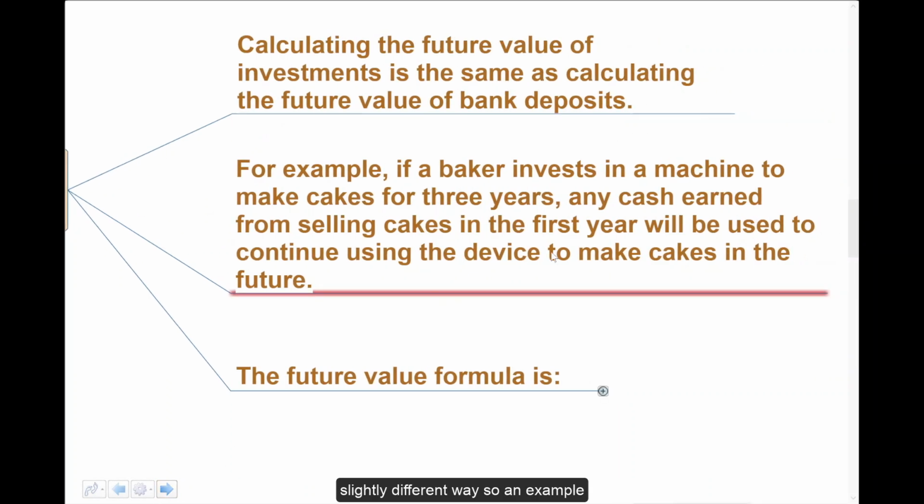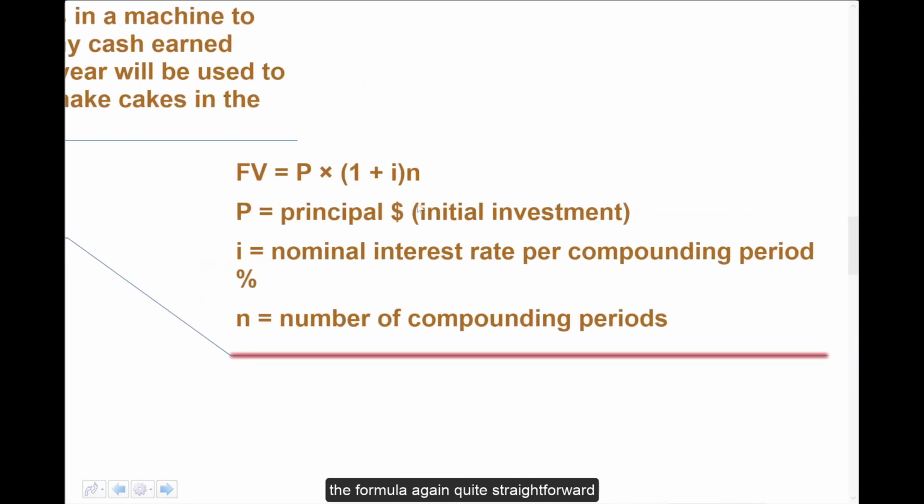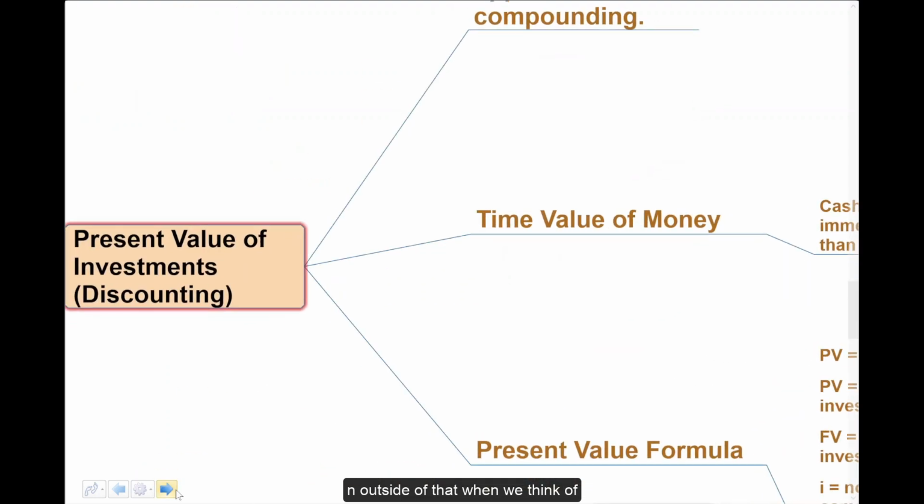So an example there, if we're investing in a machine, let's say a baker for 3 years, cash earned from selling cakes in the year would be used to continue to make cakes into the future. So we're really compounding, aren't we, into the future. So in terms of the formula, again, quite straightforward, future value, just the principal, 1 plus i to the power of n.